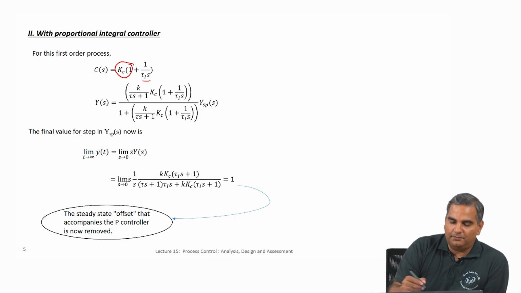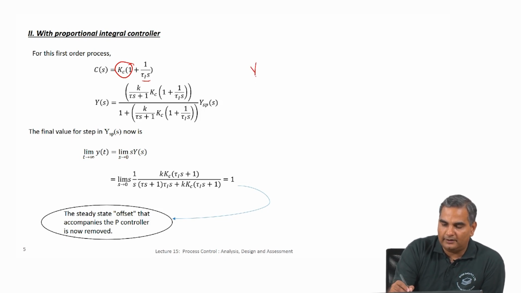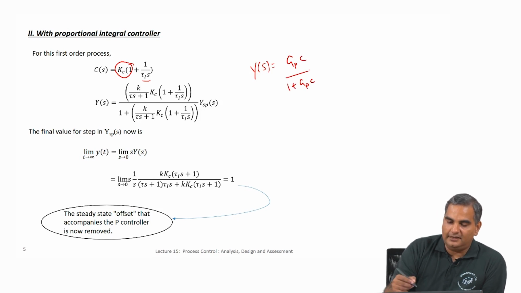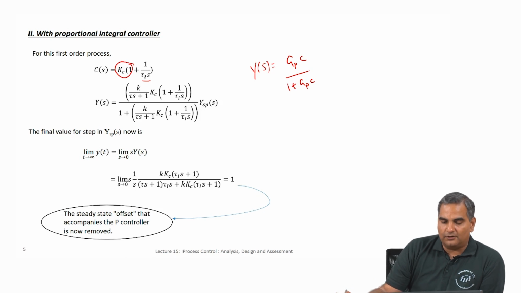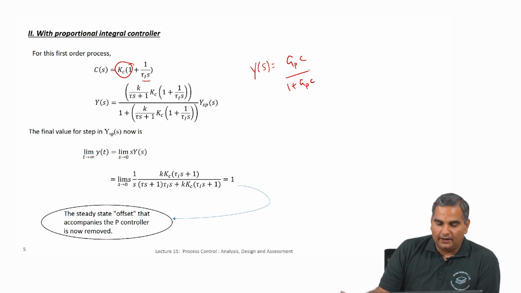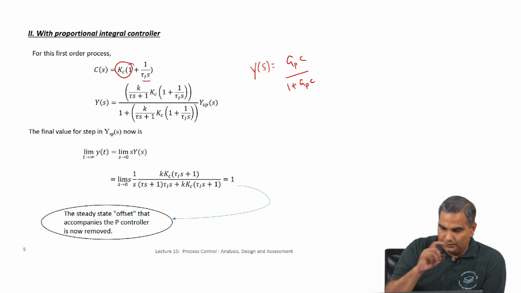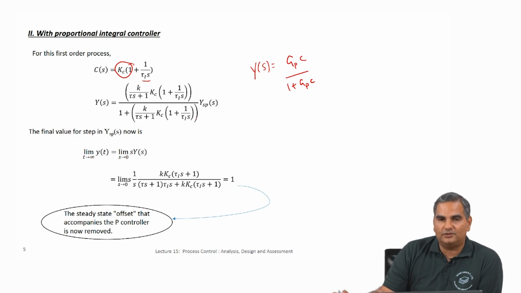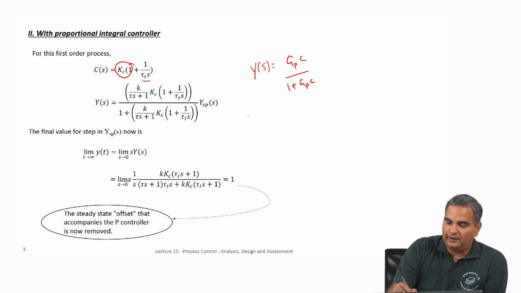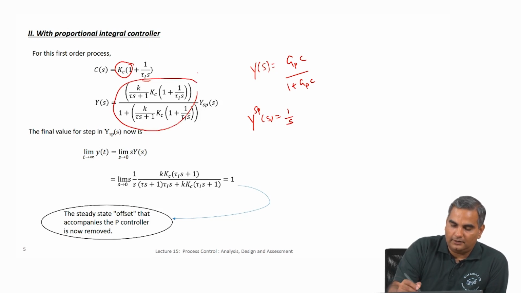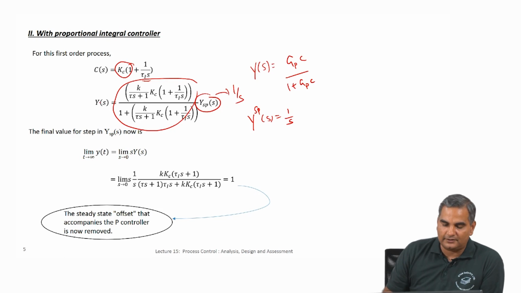Now, this is the same: Ys equals Gpc divided by 1 plus Gpc, except that C is Kc when it is a proportional controller, and when it is a proportional integral controller it is Kc times 1 plus 1 over tau I s. So, I substitute all of this and simplify. Then again I am going to see what happens when I have a set point change, which is a step. So, I take y set point of s equal to 1 over s, and that gives me this times 1 over s as y of s.